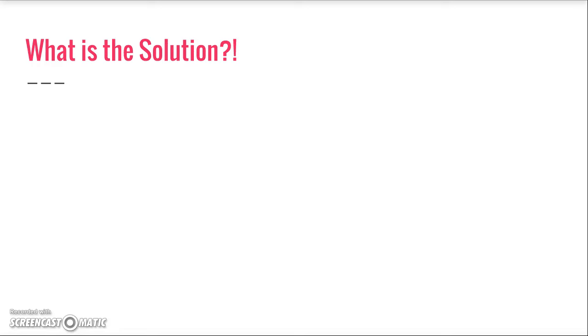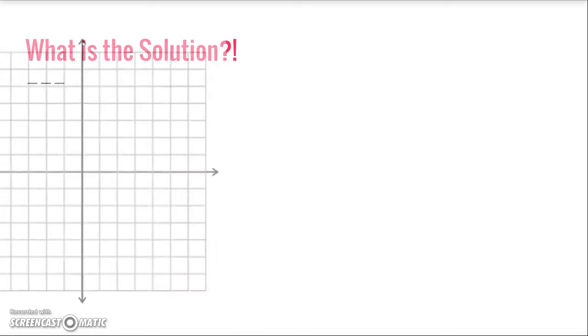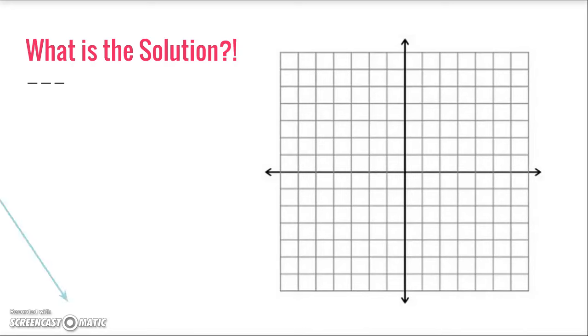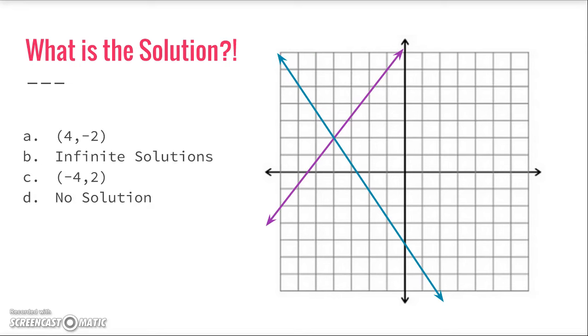So, what is the solution? Let's see. We have a blue line, we have a purple line. So, take the time, pause the video, and see what our solution is. Okay, so if you're looking at this graph, you are going to go back 4. So if you count backwards, you're going to have negative 4 on our x value and up 2. So our solution should be letter C.